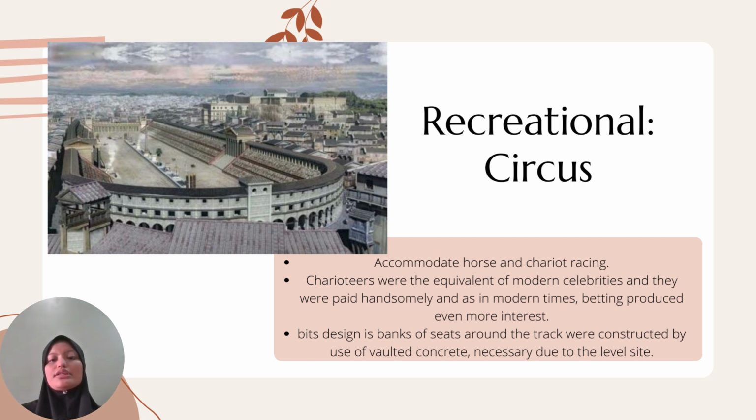Chariot racing was very popular in Rome, and much money was spent on horses and riders. Charioteers were the equivalent of modern celebrities, and they were paid handsomely, and as in modern times, betting produced even more interest. The design of the circus was simple, as banks of seats around the track were constructed by use of bolted concrete, necessary due to the level side.